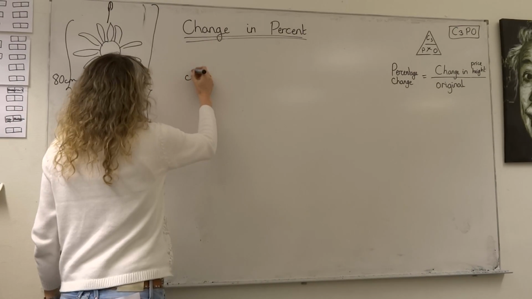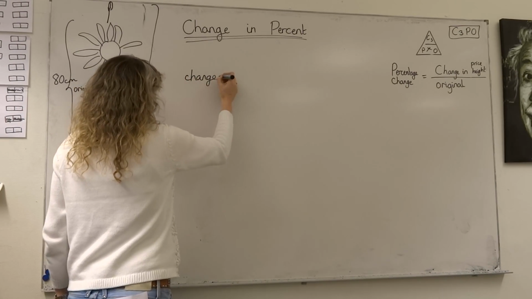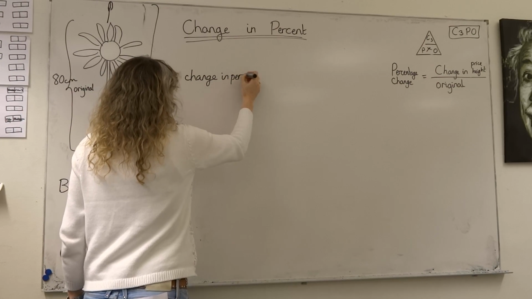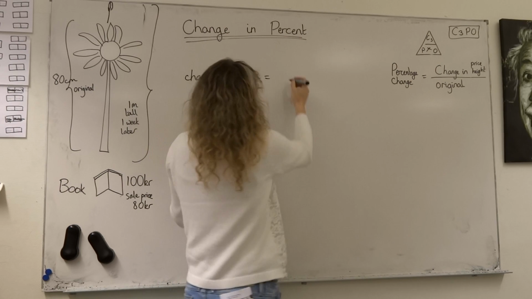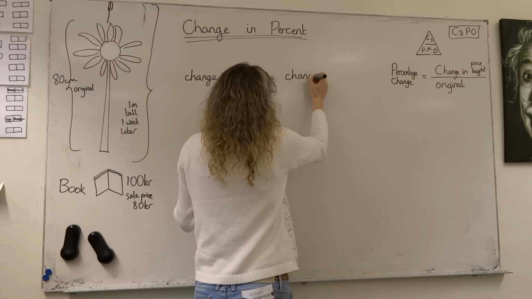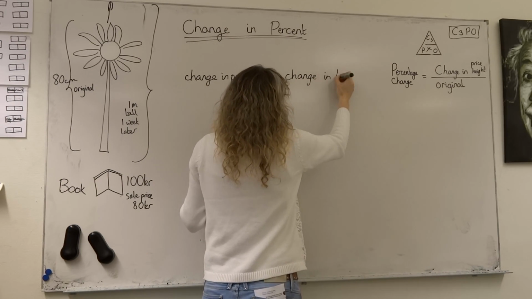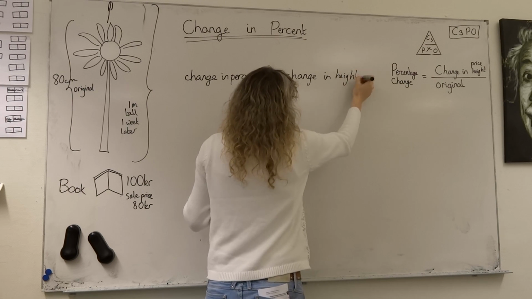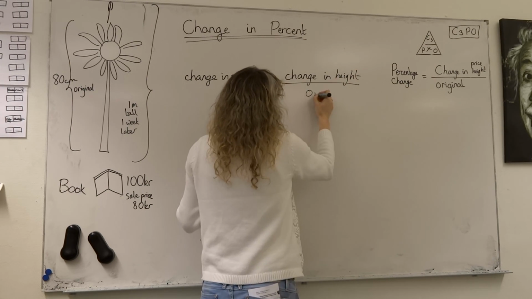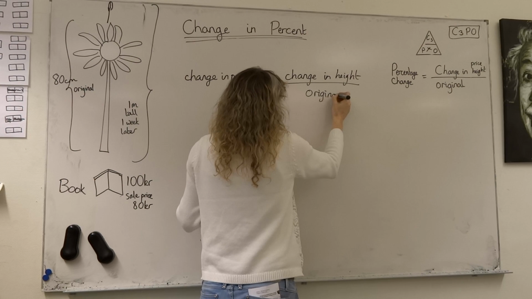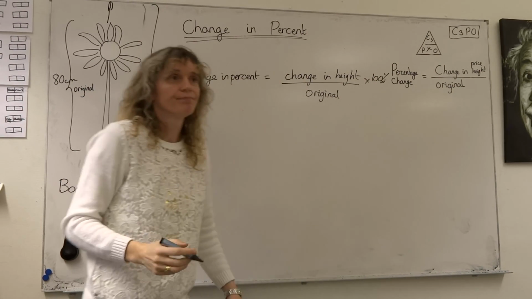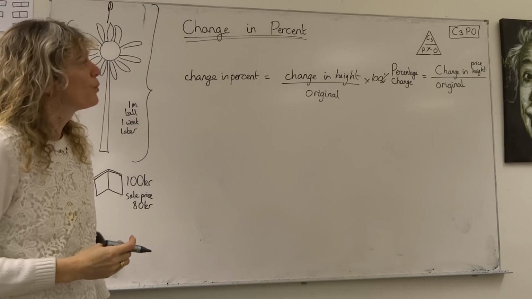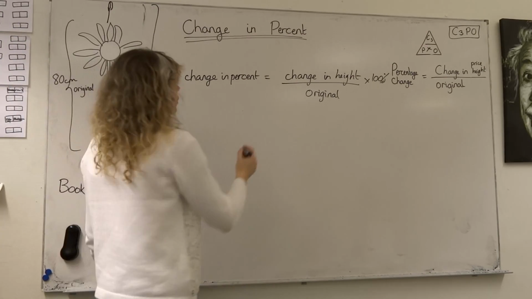Well, the change in percent, or percentage change, is the change in height in this case, divided by what the height was originally, and then times 100 to turn it into percent. And this formula is very important, and you'll use it a lot when it comes to change in percent.